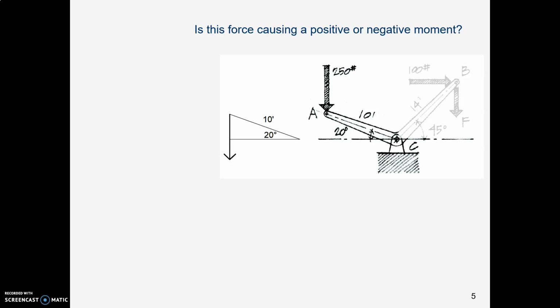Now let's think about whether that is a positive or a negative moment. That force is trying to swivel that arm, and it's trying to make a circle that looks like that. So what is that? That is counterclockwise. It's not the way a clock turns, it's the opposite. So that's going to be a positive moment.